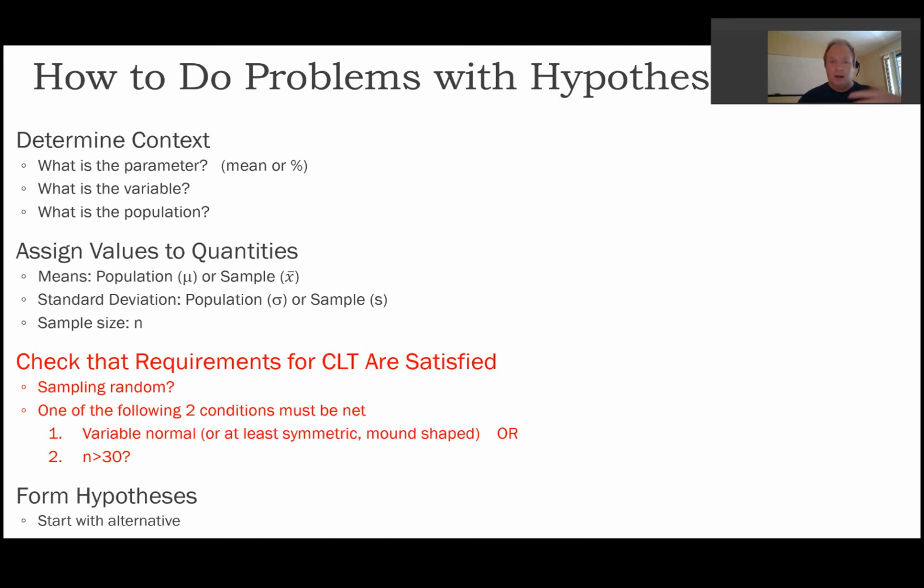And then again, assign values to quantities, especially when you're given a summarized data set. Right? This is super important to do. So you want to make sure that you do that and then check the requirements. Okay, and finally form the hypothesis test.